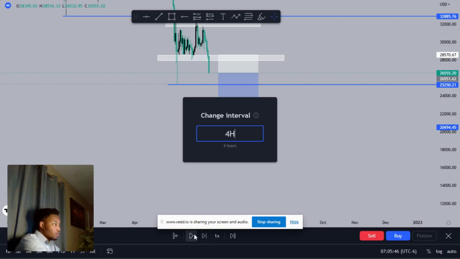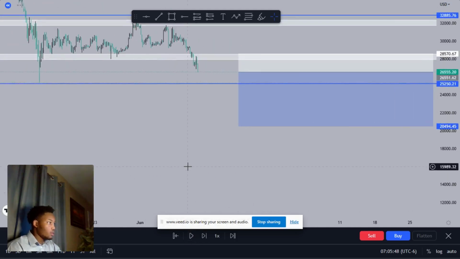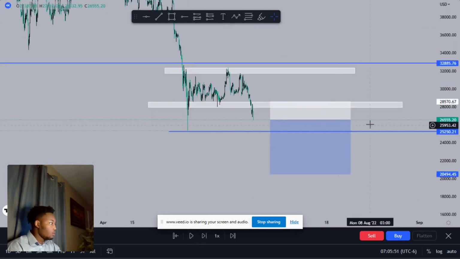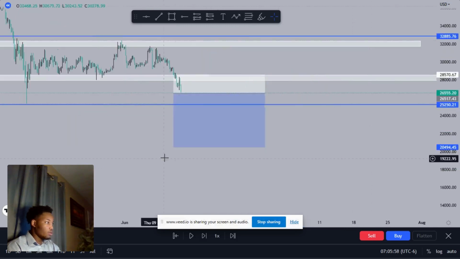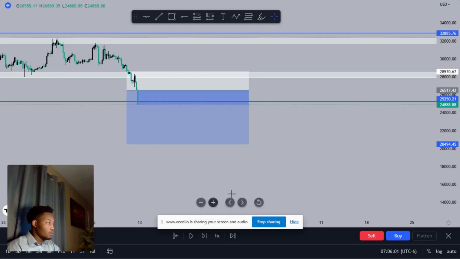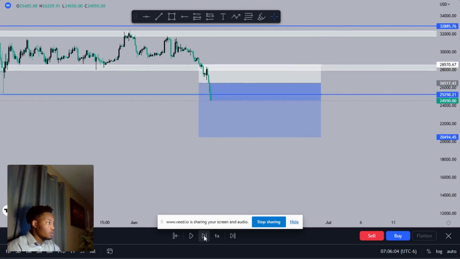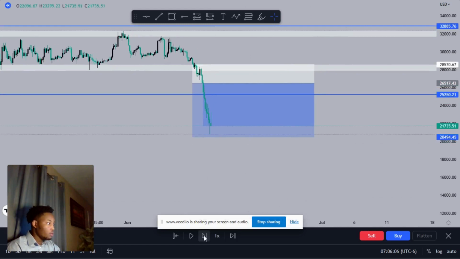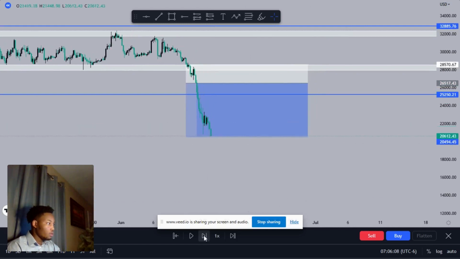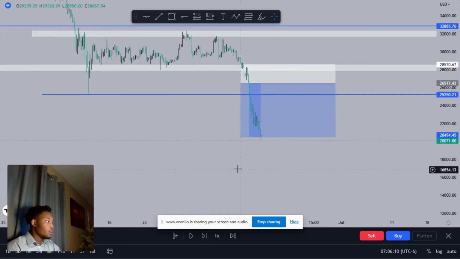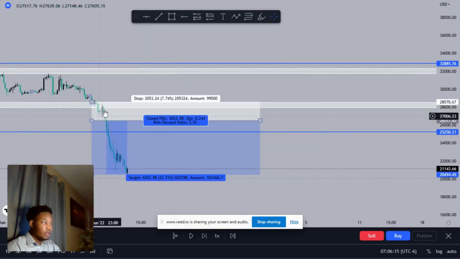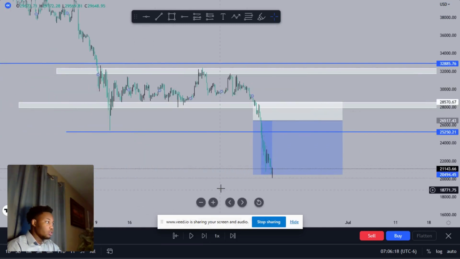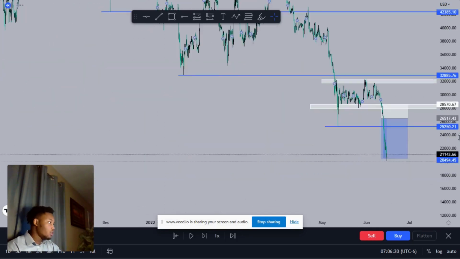Back to the 4 hour. Let's push this back over here. Okay, guys. Also, for the trade that I took in there, as you guys can see on the 4 hour, it broke it, came back, retested, and just kept going back down. So there you go, guys. Pretty easy trade on this, honestly.